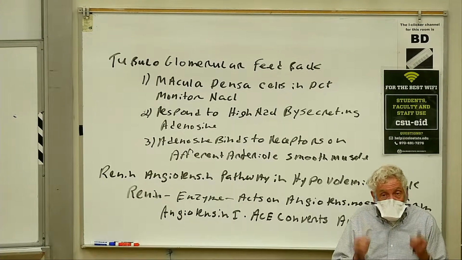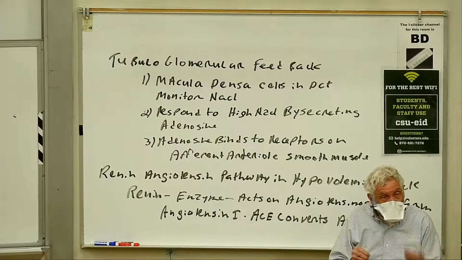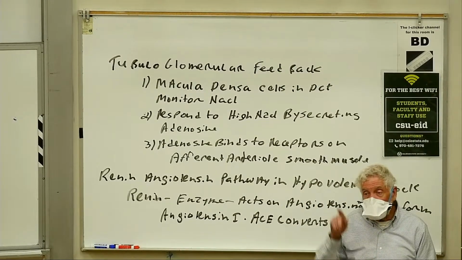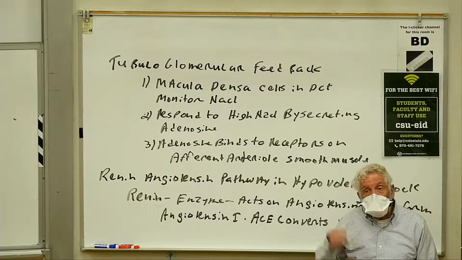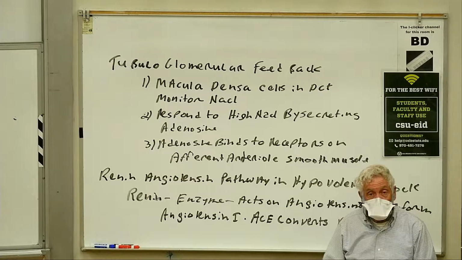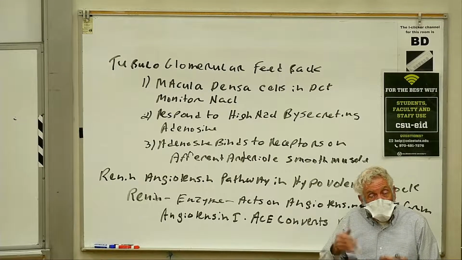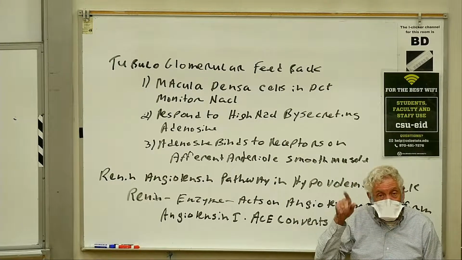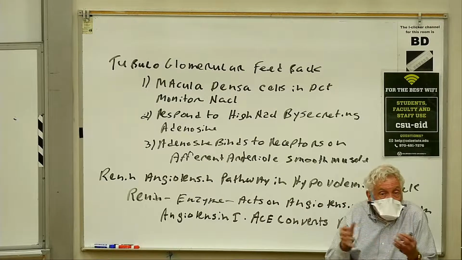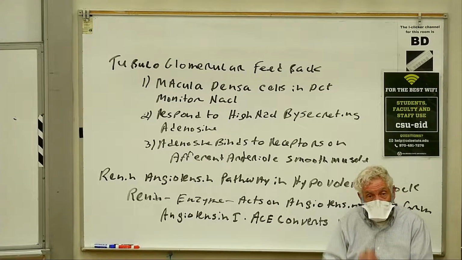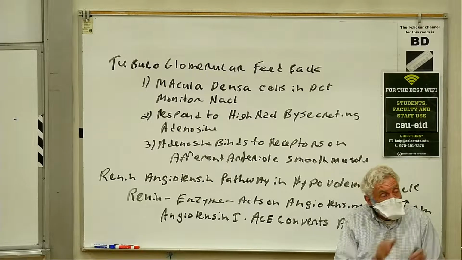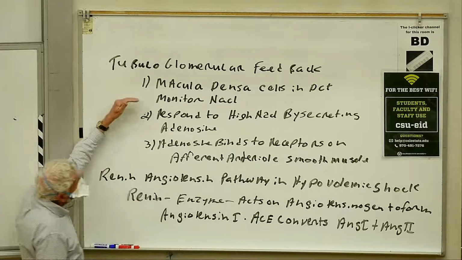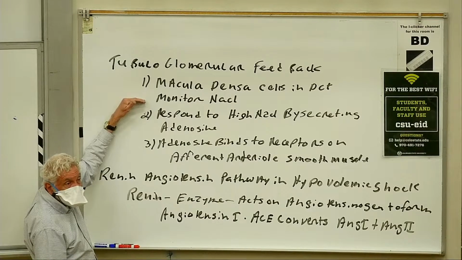Sodium chloride concentration tells us indirectly how long that fluid has been in the loop of the nephron. The longer the fluid has been in the loop of the nephron, the lower the sodium chloride concentration. The faster the fluid is moving through the loop of the nephron, the higher the sodium chloride concentration, simply reflecting how much time we've had to withdraw that sodium and chloride. So now the sodium and chloride becomes a kind of signal to cells in the distal convoluted tubule.